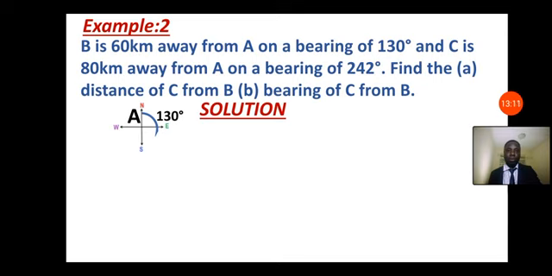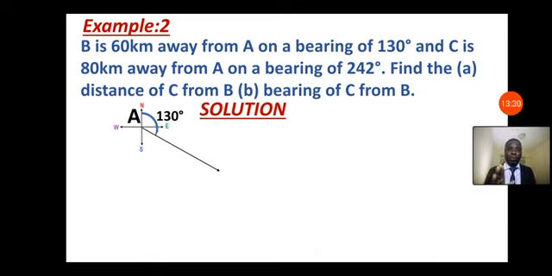Now, a quick look at what I've just done. My 130 degrees did not stop in my first quadrant. Okay, we look at it very well. It has to be in the second quadrant. All right.